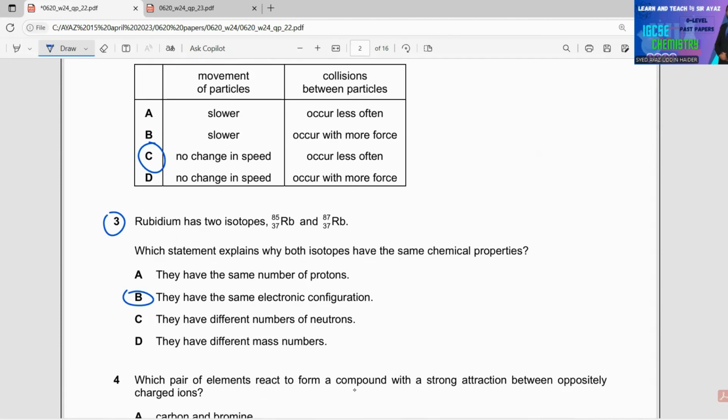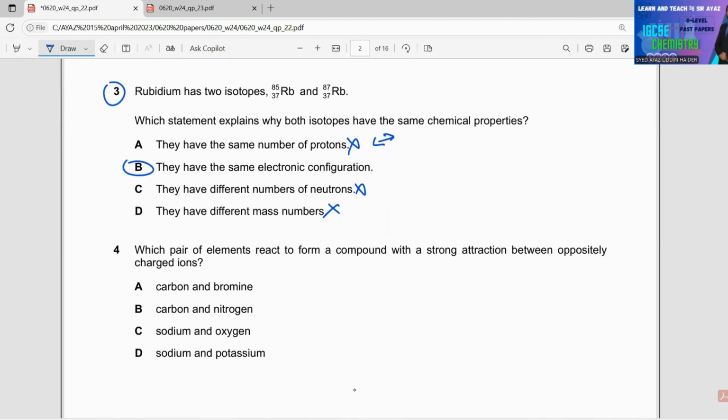All the other choices are incorrect. That is, they have the same number of protons. This is not related to chemical property. This is incorrect. They have different number of neutrons. This is related to physical property. They have different mass number. Again, this is related to neutrons, not chemical properties.